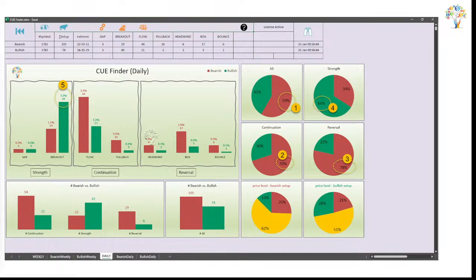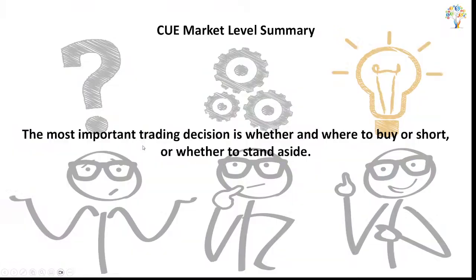And see, as I am progressing, how I am trying to arrive at my preferred trading direction by looking at different angles and see which allows buying, which allows shorting with lower risk. And so far I am seeing more instances of allows shorting than instances of allows buying. Market level summary then, the most important trading decision is whether and where to buy or short, or whether to stand aside.